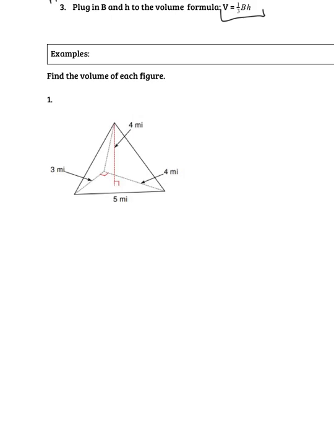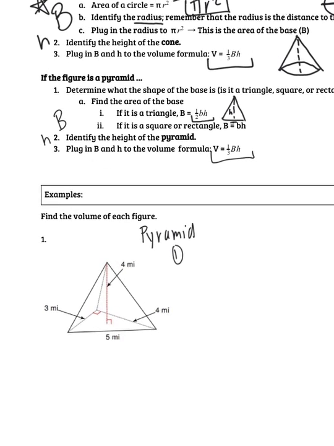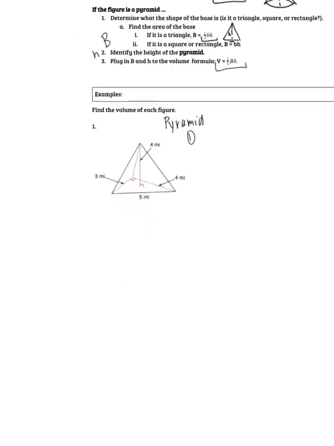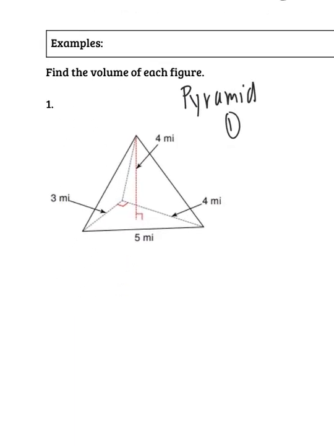So let's look at example number 1. First of all, I don't see anything that looks like a circle, so I'm going to say that this is a pyramid. All right, then step 1, let's look at our steps. I need to determine what the shape of the base is. So I'm going to look at the base of this pyramid. What is this shape? Well, I know this is a triangle, so I'm going to write down triangle.